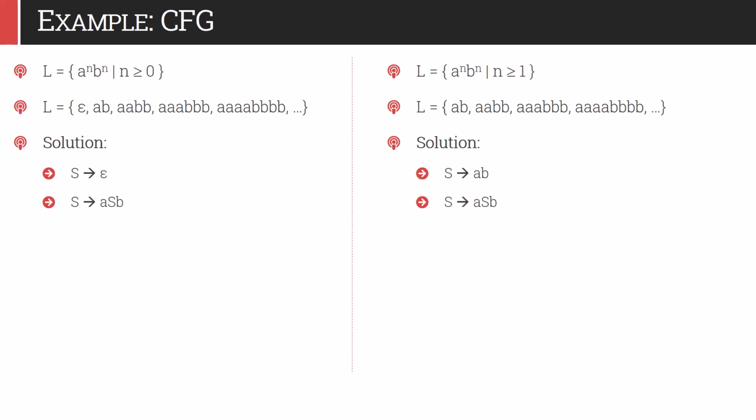So we will have then 2A capital S 2B, 3A capital S 3B, 4A capital S 4B and so on. And whenever we wish to terminate, we will replace the capital S in the right hand side production by the first production. So we will get the desired string.